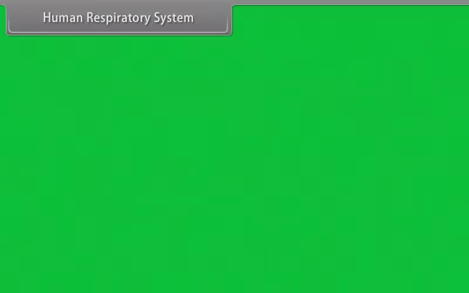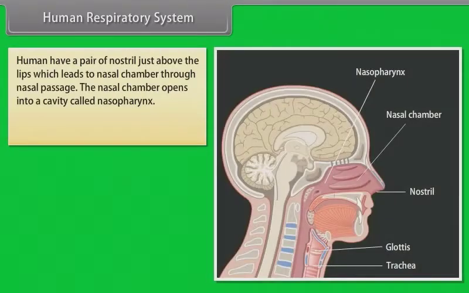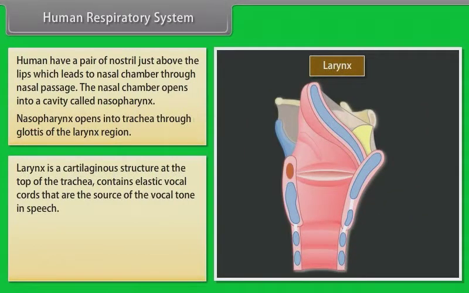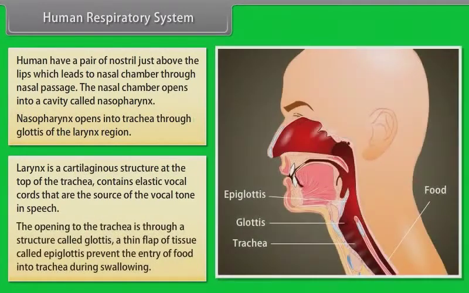Human respiratory system. Humans have a pair of nostrils just above the lips, which leads to nasal chamber through nasal passage. The nasal chamber opens into a cavity called nasopharynx. Nasopharynx opens into trachea through glottis of the larynx region. Larynx is a cartilaginous structure. At the top of the trachea contains elastic vocal cords that are the source of the vocal tone in speech. The opening to the trachea is through a structure called glottis.